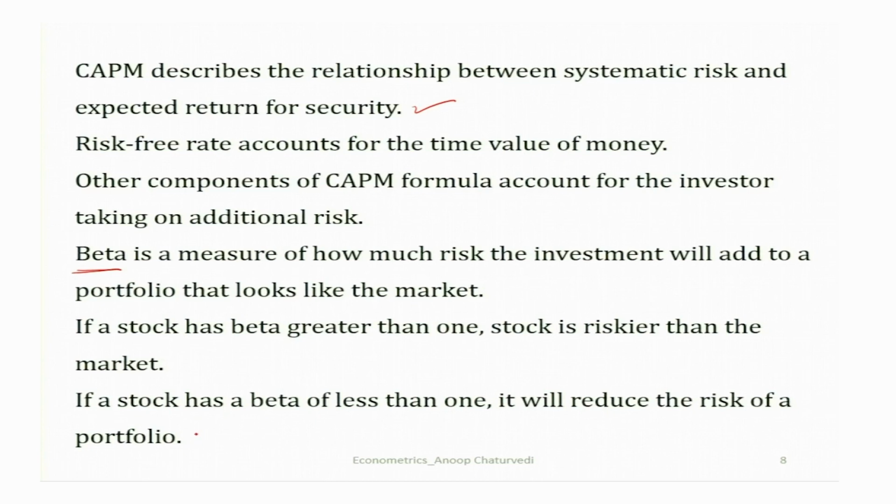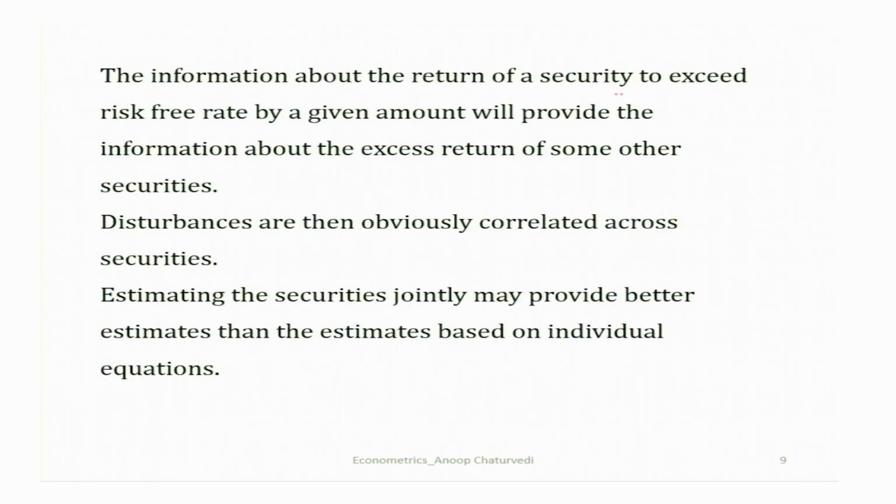So, of course, on the basis of beta, one may decide whether adding that particular stock is going to increase his risk or decrease his risk. Then the information about the return of a security exceeding the risk free rate by a given amount will provide information about the excess return of some other securities.